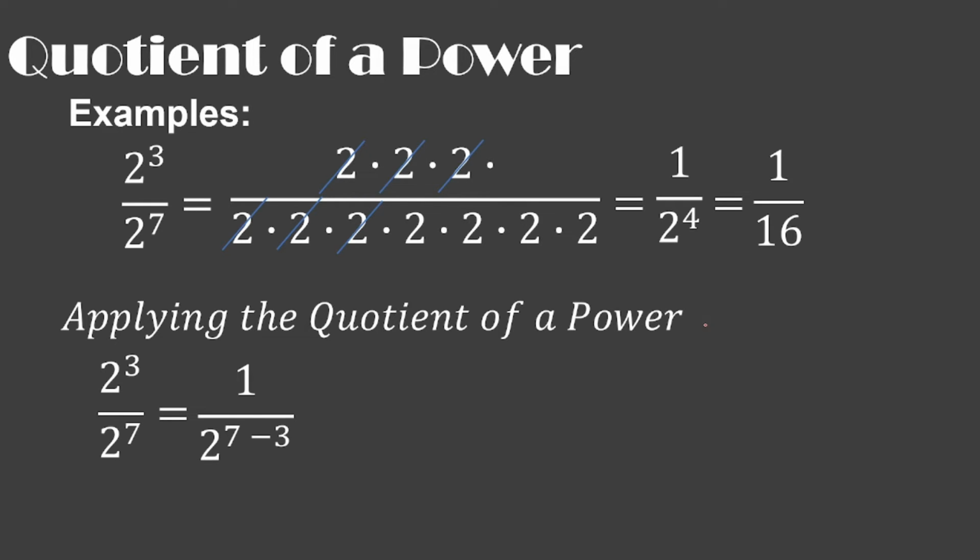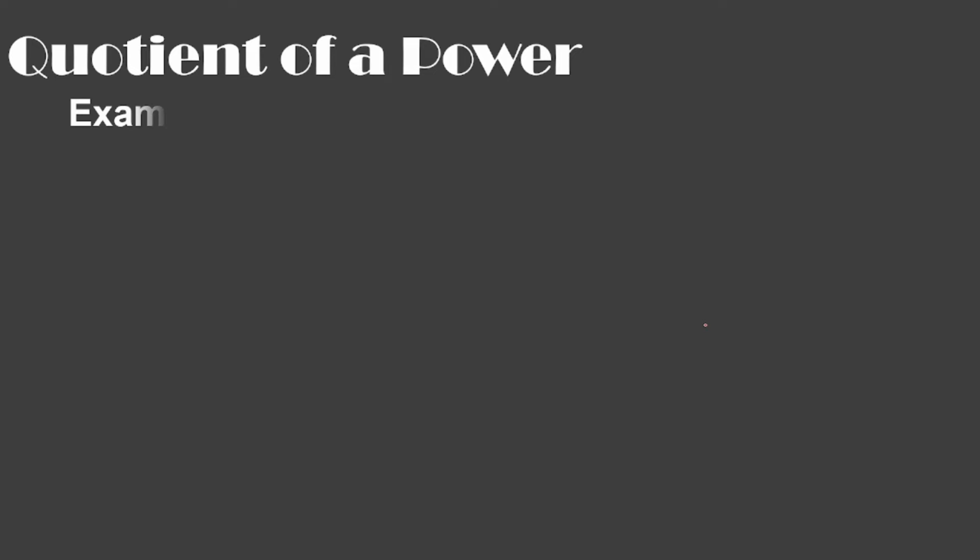Now if we are going to apply the quotient of a power, then this will give us 1 over 2 raised to 7 minus 3. And 7 minus 3 is 4, so that will give us 1 over 2 raised to 4. And 2 raised to 4 is simply 16. So that will give us 1 over 16 as the final answer. Alright, let's have another one.